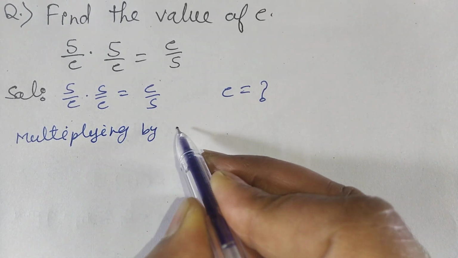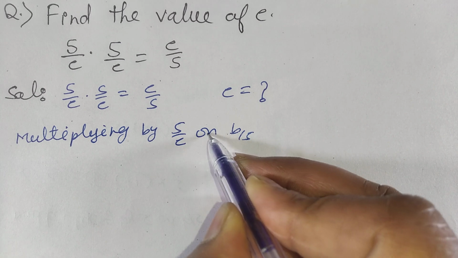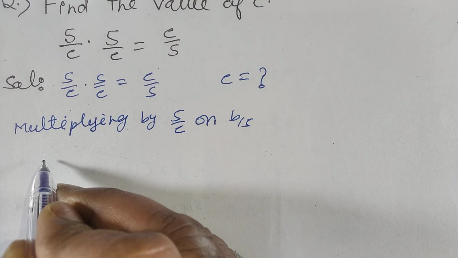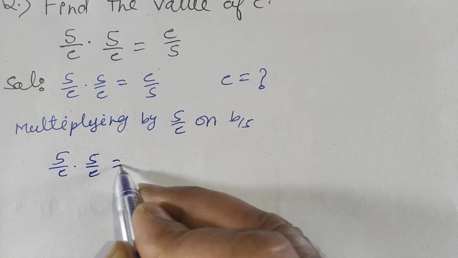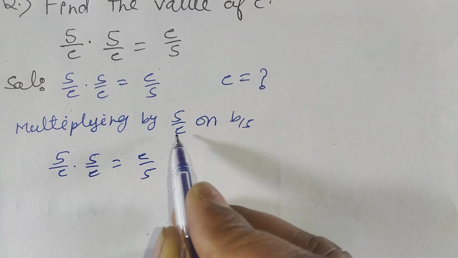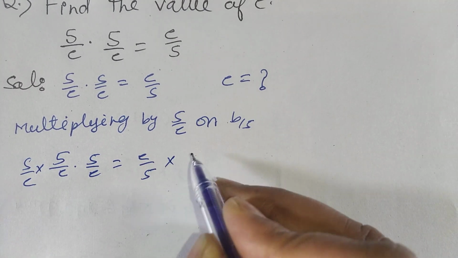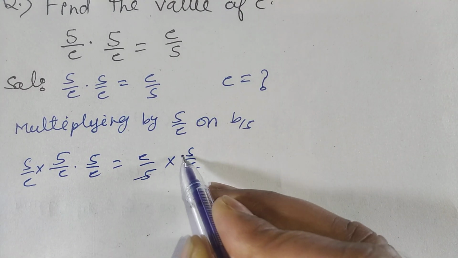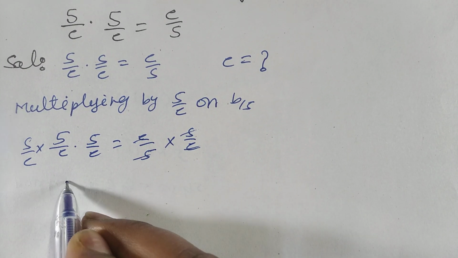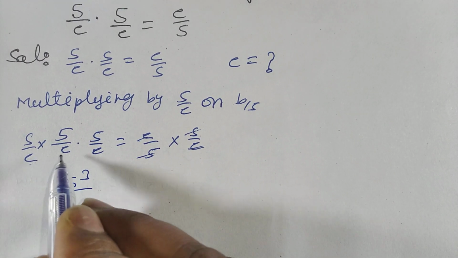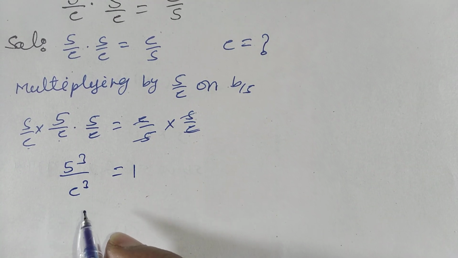Multiplying by 5/c on both sides: 5/c times 5/c is equal to c/5. Multiply by 5/c on both sides. This is cancelled and this is cancelled. 5 into 5 into 5 is 5 cube, and c into c into c is c cube, equal to 1.